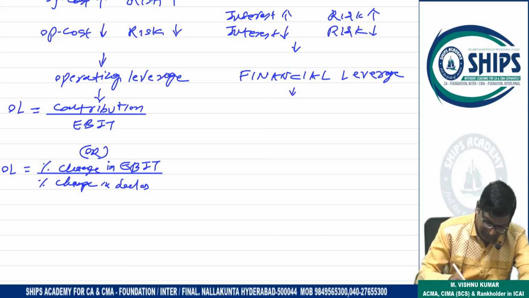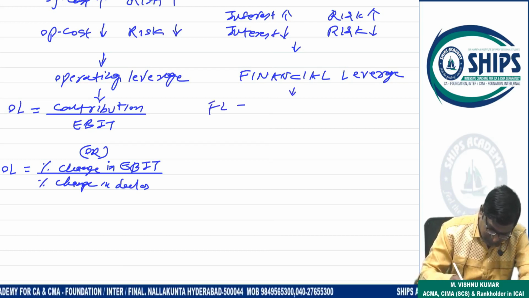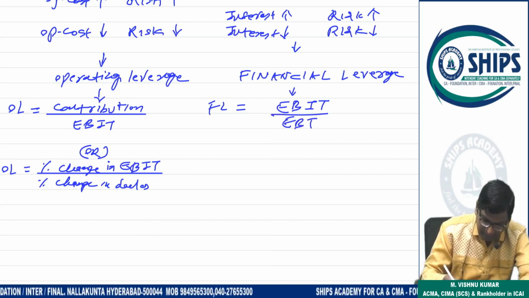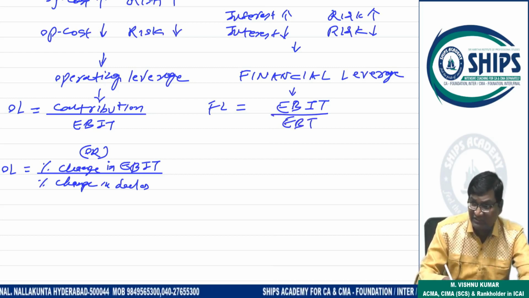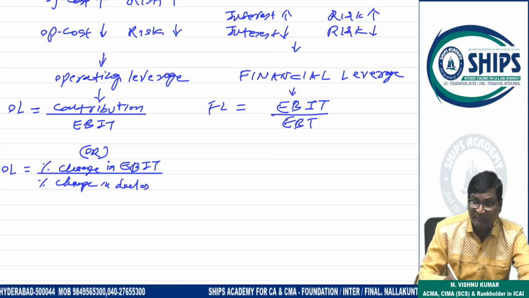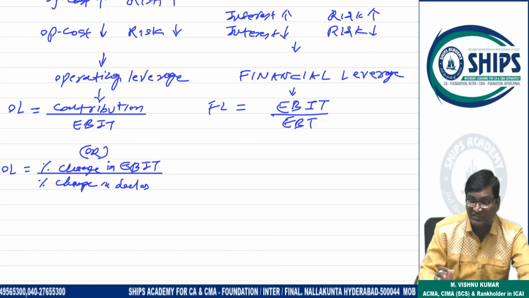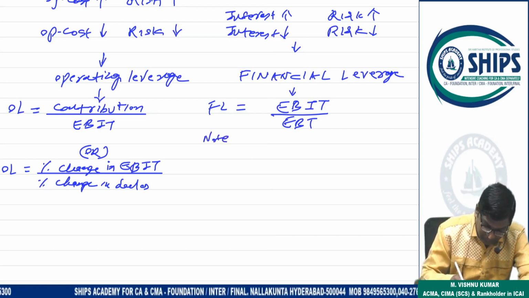Now financial leverage. Financial leverage is measured by EBIT by EBT. If there are no preference shares in the structure, this formula will be used. If there is a preference share, the formula will change. This formula will be used when there is no preference share.